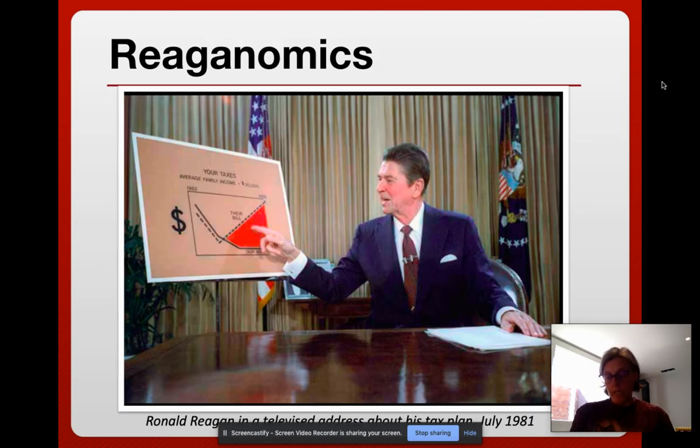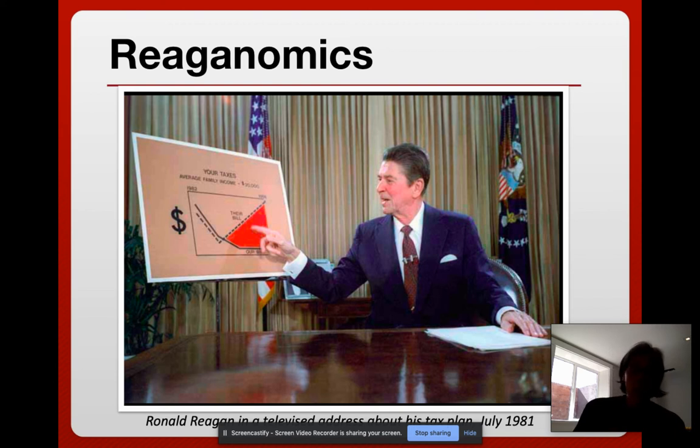So when he got into office, he focused on cutting taxes, especially for corporations earning the highest incomes. Reagan also cut spending on social welfare programs while increasing spending on the military. Reagan's policies became known as Reaganomics. They're also sometimes called by economists supply-side economics or trickle-down economics.